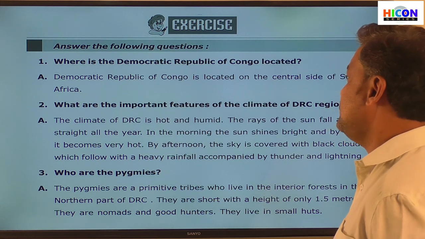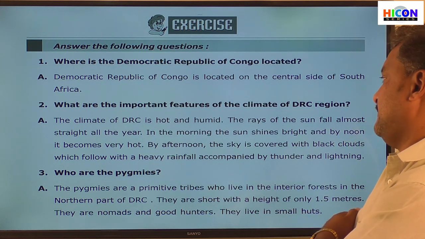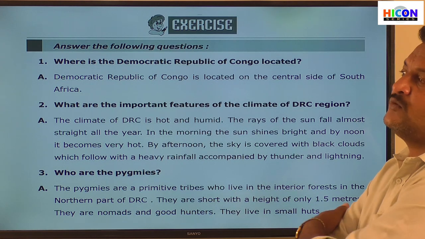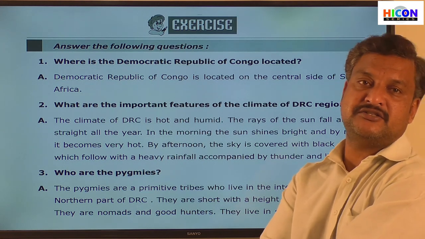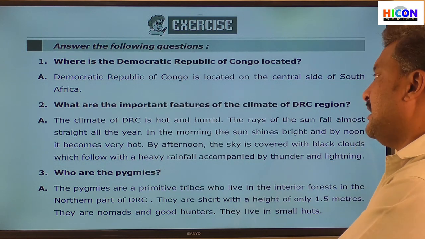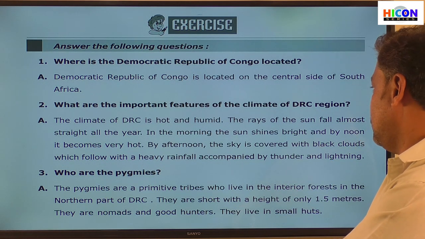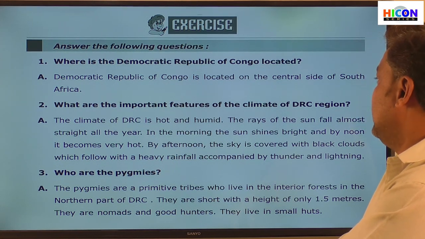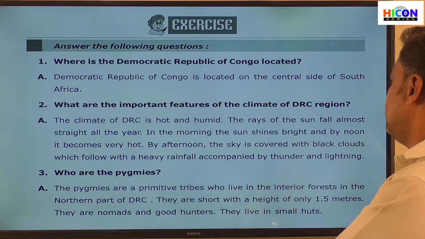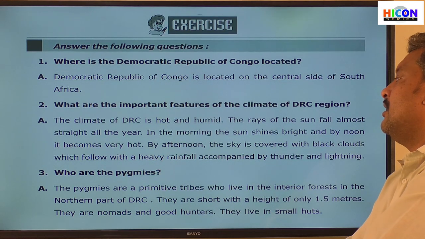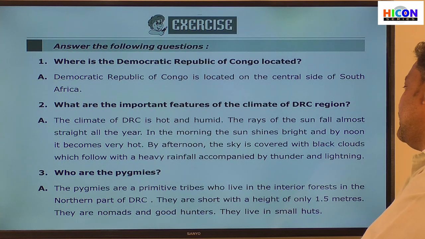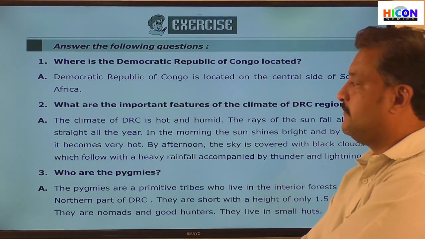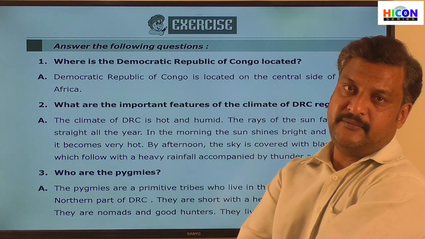What are the major features of the climate of DRC? What can we say about the climatic conditions of DRC? The climate of DRC is hot and humid. The rays of the sun fall almost straight all the year. In the morning, the sun shines bright and by noon becomes very hot. By afternoon, the sky is covered with a black cloud which is followed by heavy rainfall accompanied by thunder and lightning. So we have already seen it.